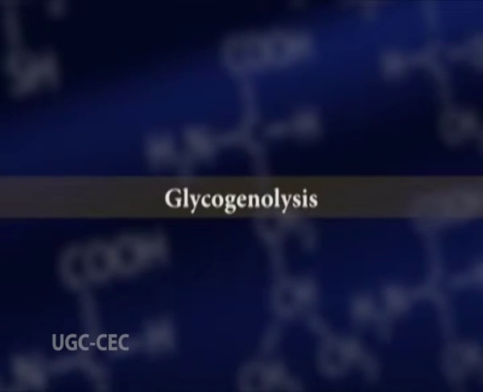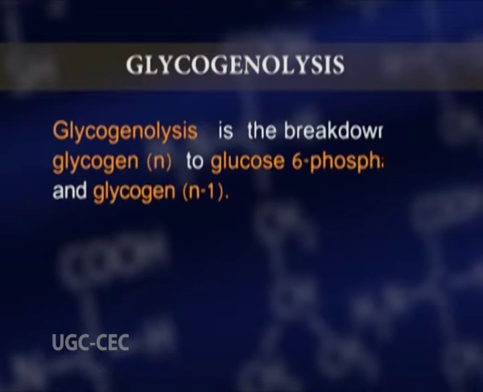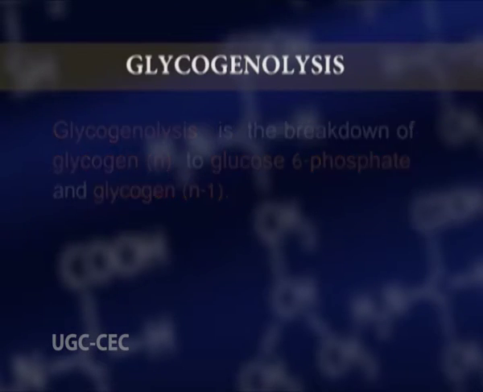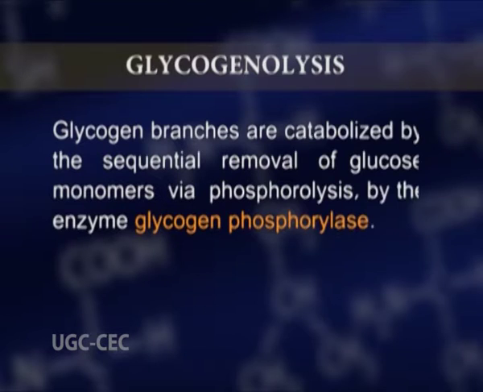Now let us come to glycogenolysis. Glycogenolysis is the breakdown of glycogen with n residues to glucose 6-phosphate and glycogen with n-1 glucose residues. Glycogen branches are catabolized by the sequential removal of glucose monomers via phosphorolysis by the enzyme glycogen phosphorylase.